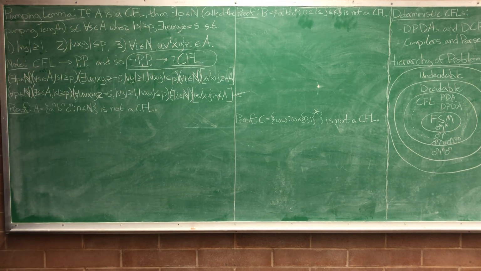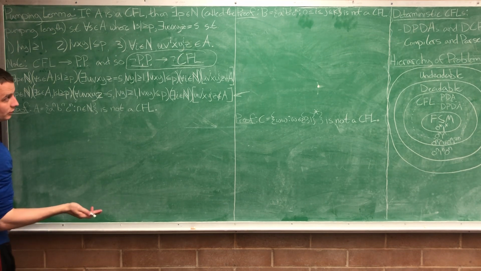Okay, so let's see this in action. We're going to do a proof that A = {a^m b^n c^m | n is a natural number}, is not a context-free language. We're going to do this by proof by contradiction.